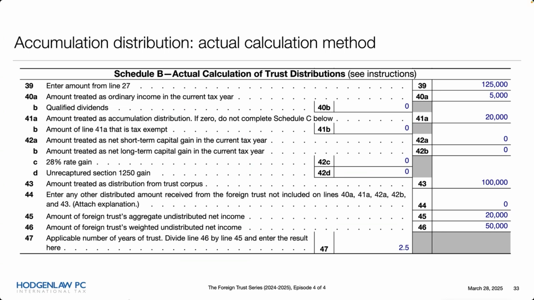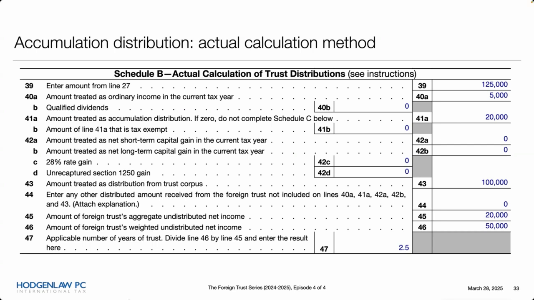Now, line 40A shows the ordinary income for the current year, $5,000. Line 41A shows the accumulation distribution, 20,000. And those three together, and then line 43 shows the capital distribution of $100,000. So that's your equivalent of the roll your own Schedule K-1, if you want to look at it that way.